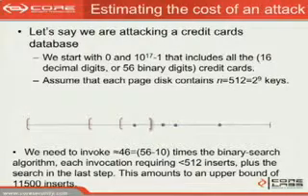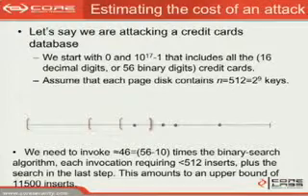So I put here an example to estimate the cost of an attack. Imagine a table holding values which are 16 digit decimal values, so it's between 0 and 10 to the 16 minus 1, and that's about 56 binary digits.